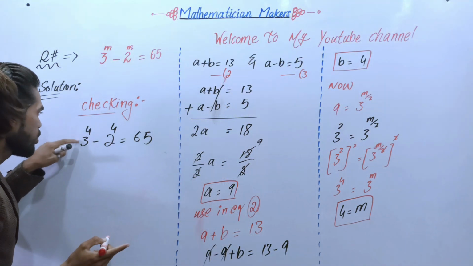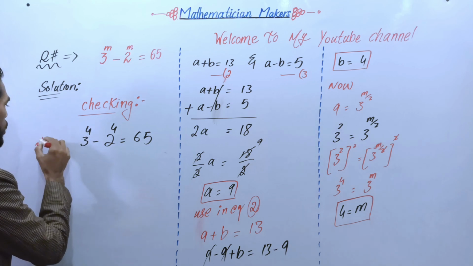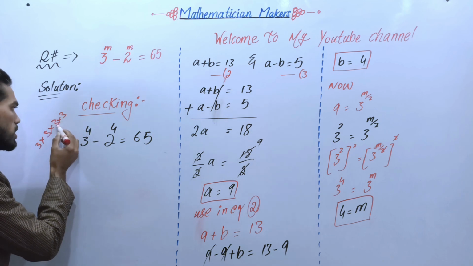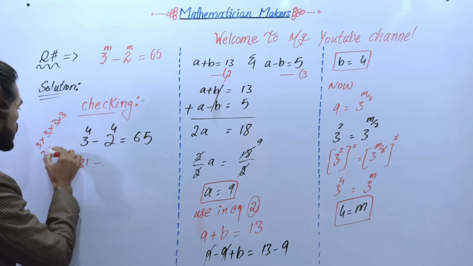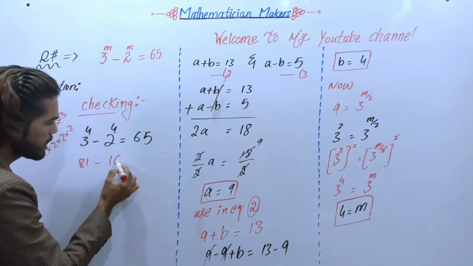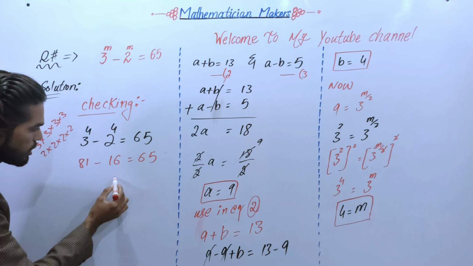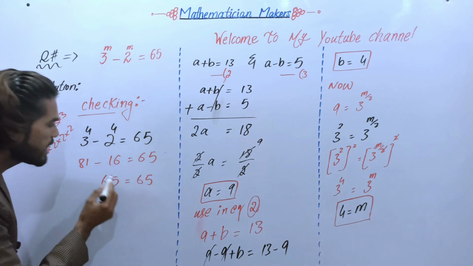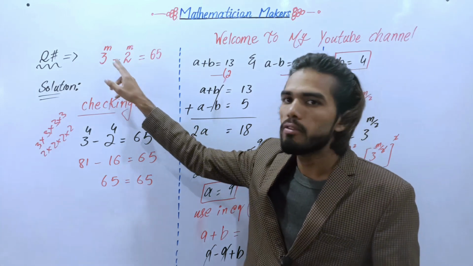Now we have to solve this. 3 cross 3 cross 3 cross 3: 3 threes are 9, 9 threes are 27, 27 threes are 81. And minus 2 cross 2 cross 2 cross 2: 2 twos are 4, 4 twos are 8, 8 twos are 16. Now we subtract, and it will be 65. We can see that both sides are equal, so our value of m is correct.